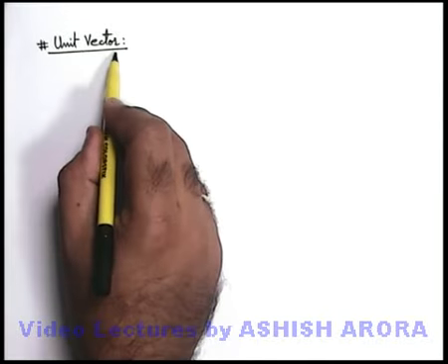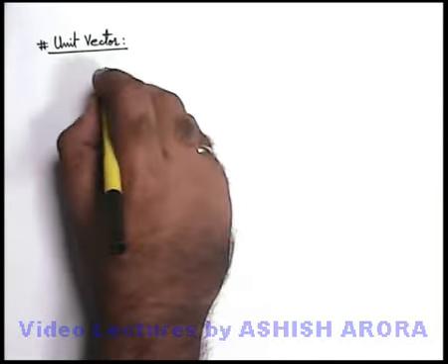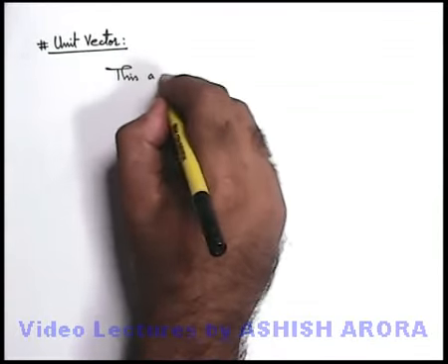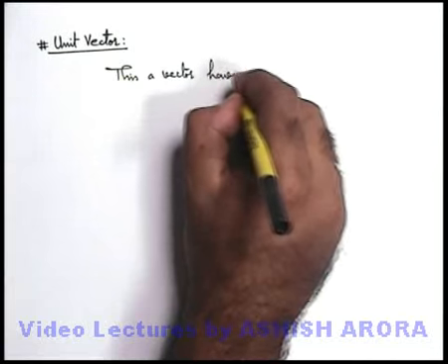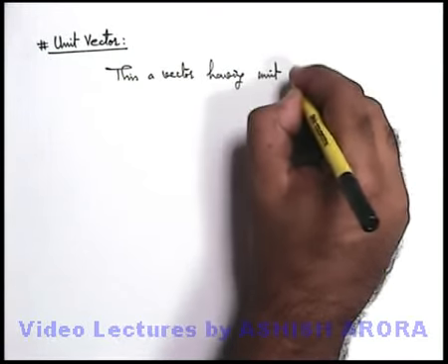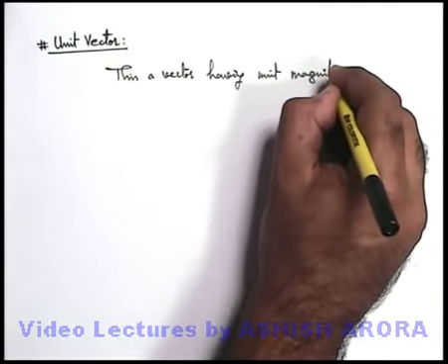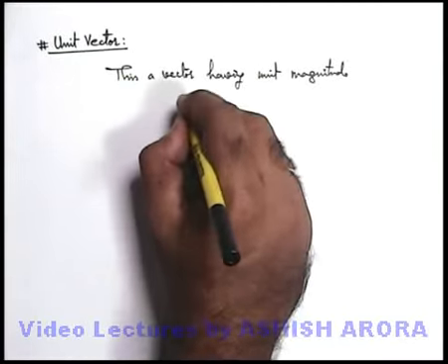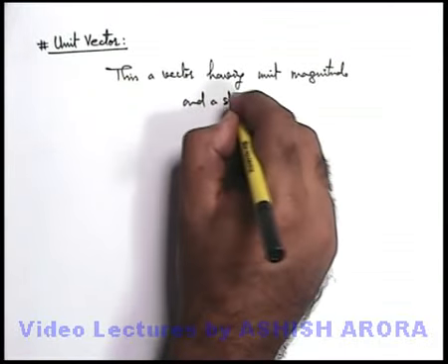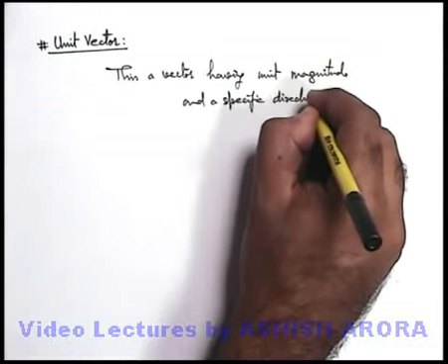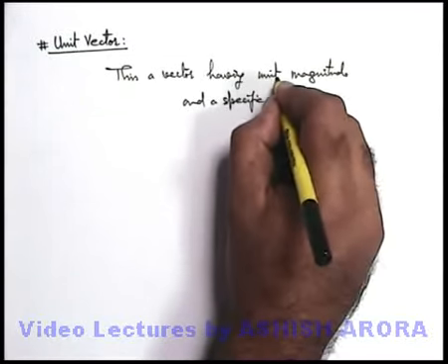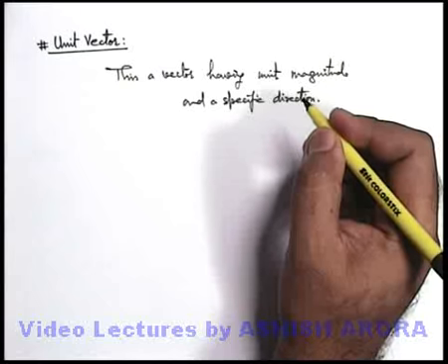If we talk about a unit vector, we can simply write that a unit vector is a vector having unit magnitude and a specific direction. Any vector having magnitude equal to unity is called a unit vector.